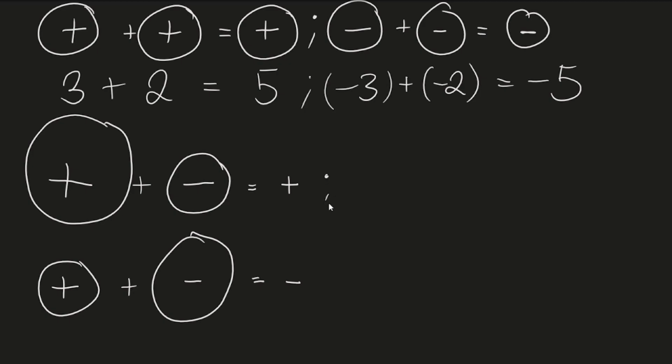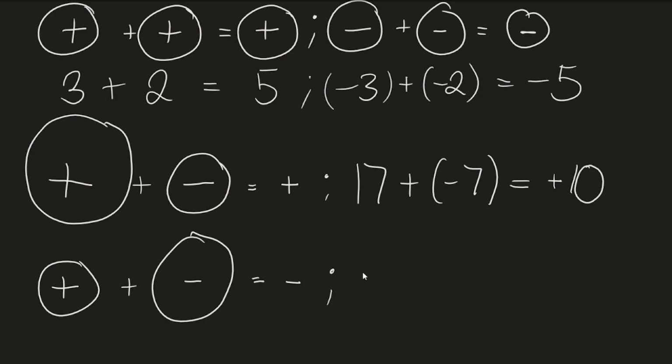Let me give you an example. Positive 17 plus negative 7. The larger number of these two is 17, so we will take the sign for the sum, which is positive. Since they have different signs, we will find the difference. 17 minus 7 will give you 10. The answer for this is 10.